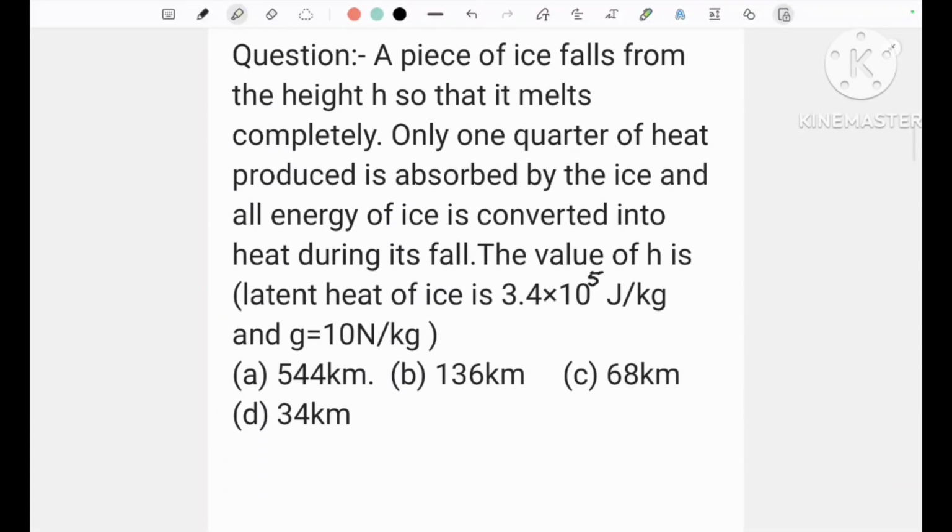Next, a piece of ice falls from height h so that it melts completely. Only 1/4 of heat produced is absorbed by the ice and all energy of the ice is converted into heat during its fall. The value of L, latent heat of ice, is 3.4 into 10 to the power 5 joule per kg and g is 10 newton per kg. This is latent heat.